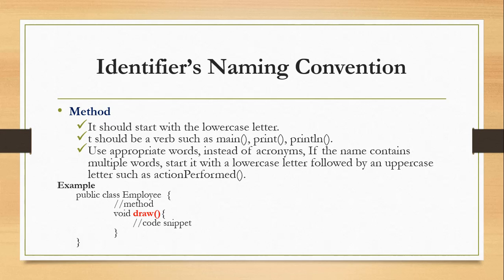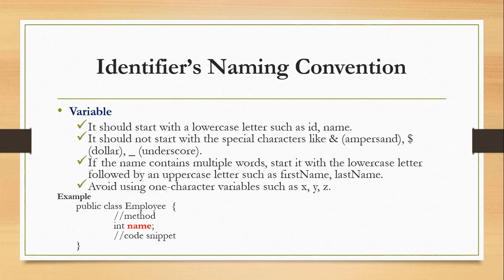Use appropriate words instead of acronyms. If the name contains multiple words, it starts with a lowercase letter followed by uppercase letters, such as actionPerformed. So in the following example, we have a method draw. For a variable, it should start with a lowercase letter, such as id and name.